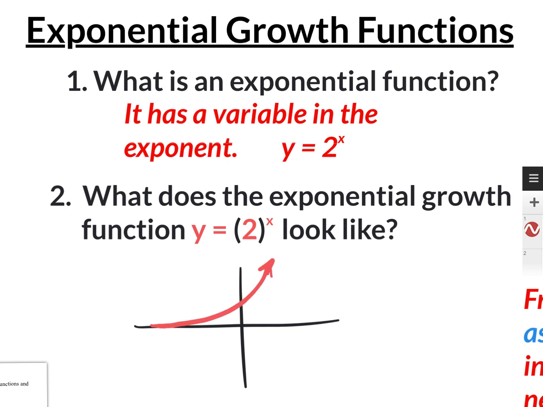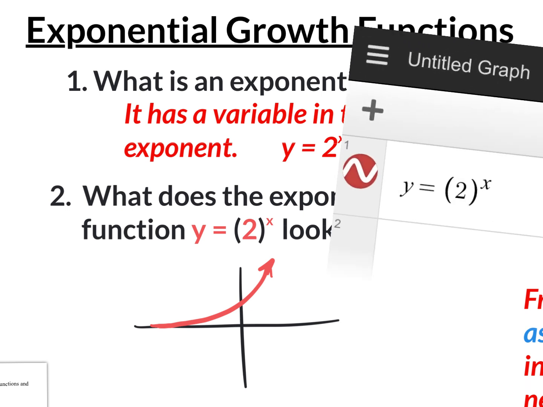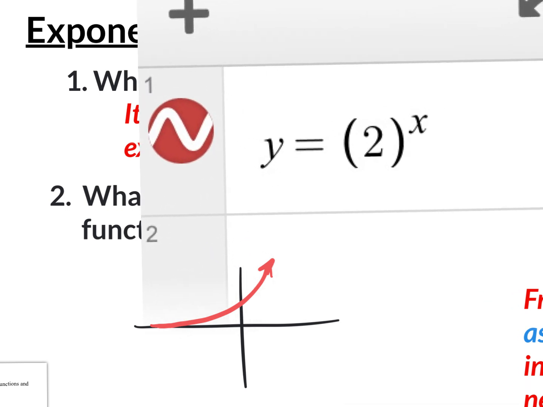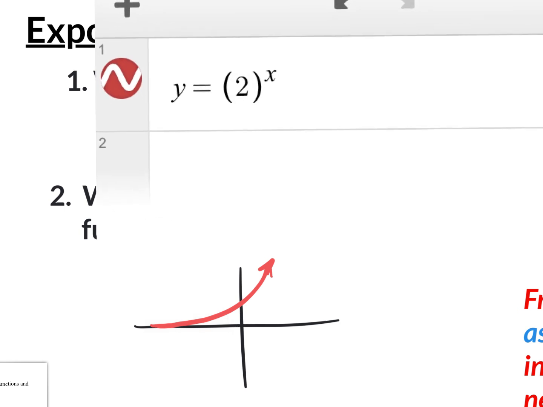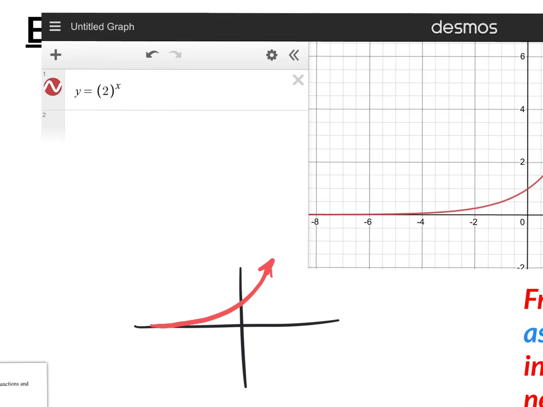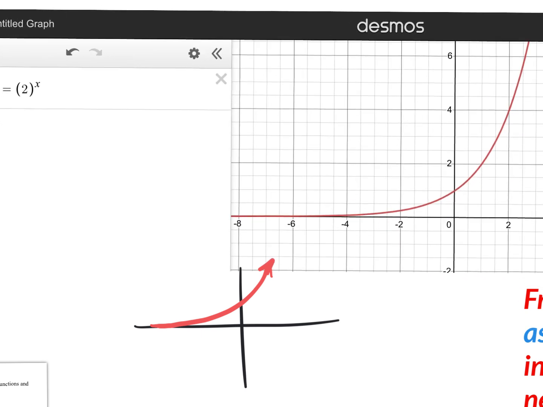Okay, so how about this? On your Chromebooks right now, go to desmos.com and type in y equals 2 to the x, and let's get a precise visual of what that looks like. So go to desmos.com, type in y equals 2 to the x. So hopefully you already have this pulled up, and as you could see, y equals 2 to the x.